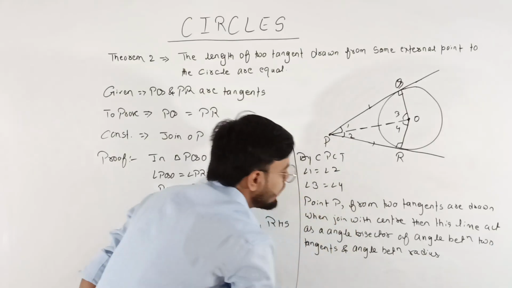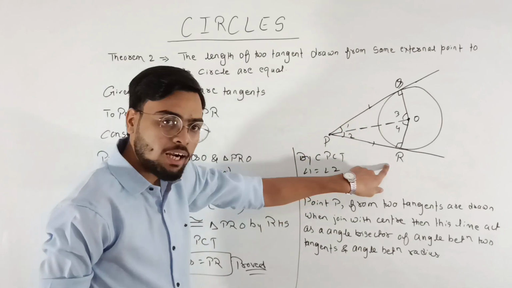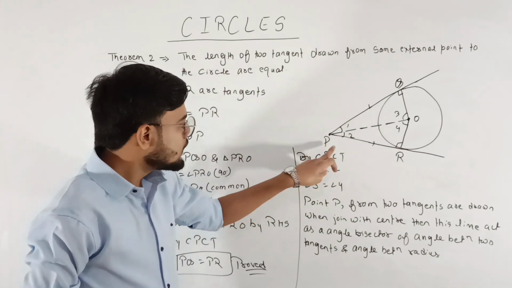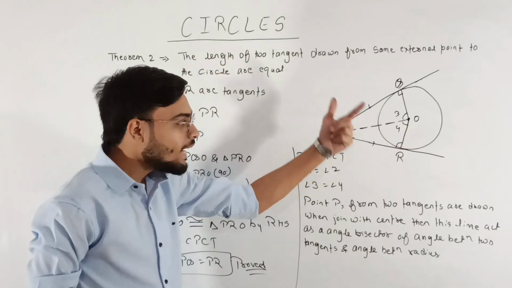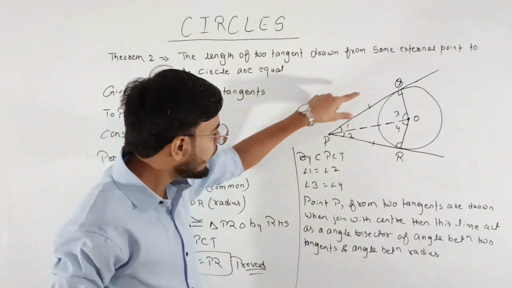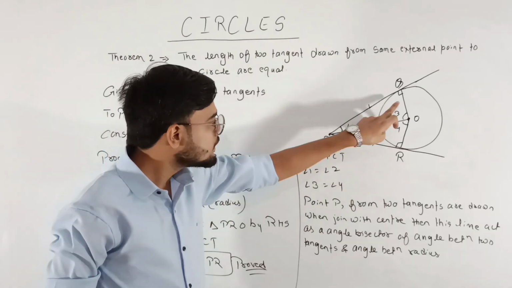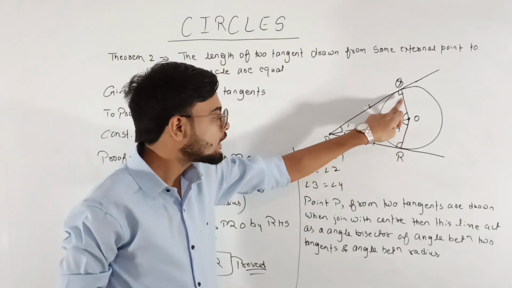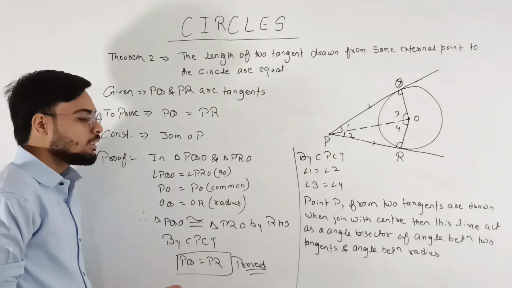Look here, point P from which these two tangents PQ and PR are drawn, and when this point P is joined with center O, then this line PO acts as an angle bisector of two angles. The first angle is the angle between these two tangents, QPR, this angle, and the second angle is the angle between these two radii, angle QOR. Understood?